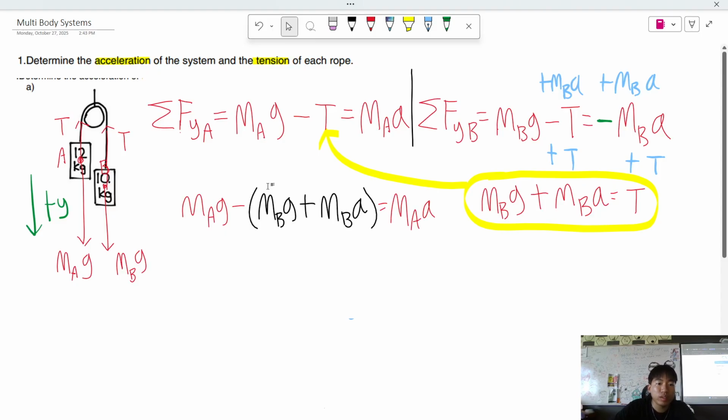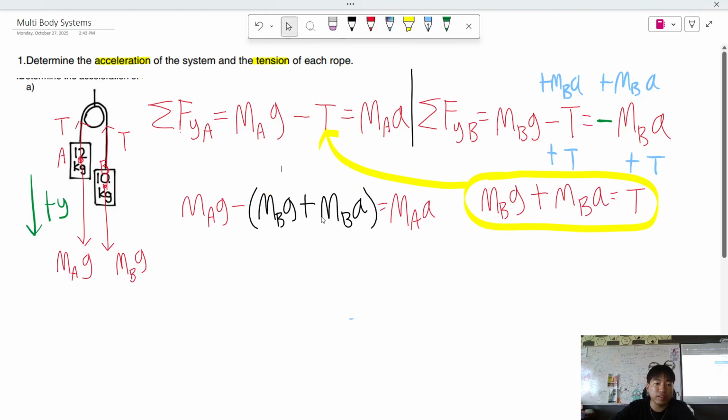Once you do that, it's going to look like this, right? MAG minus all of that stuff that we just wrote, because that's all tension, still equal to MAA. You see that? We took all of this and shoved it into here. Now, another thing you got to keep track of is that this negative sign, you got to apply it to both of these, okay? Because you're subtracting by the whole tension. That means it's going to be minus MBG minus MBA, okay?